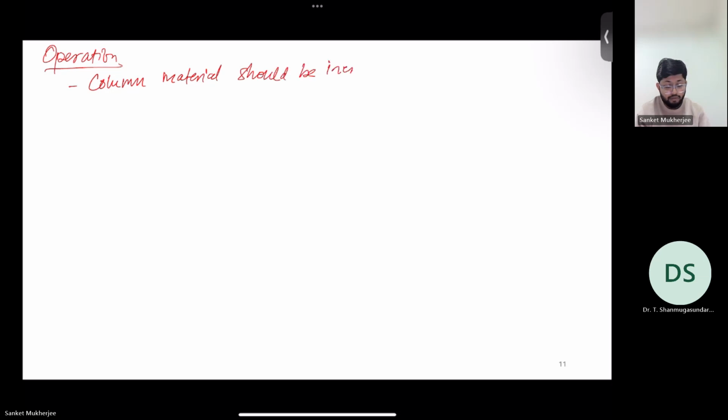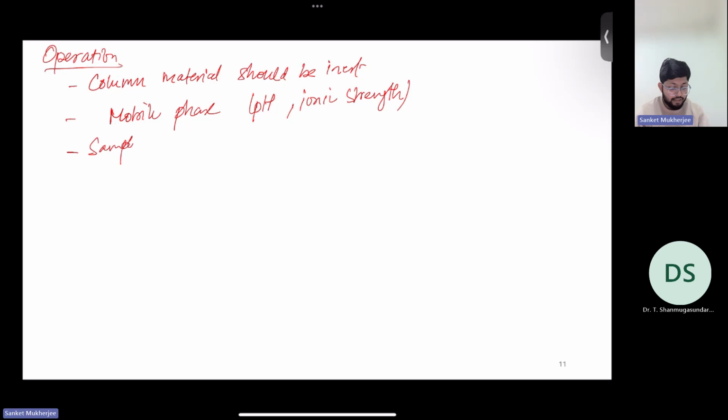So if you look at the operation of ion exchange chromatography, the column material should be inert. It should not be a reactive material. For the mobile phase, it's very important to know the pH and the ionic strength of the mobile phase, right? For sample preparation, the sample is usually in the mobile phase. And elution can be done in two ways, either by a stepwise gradient or a continuous gradient.